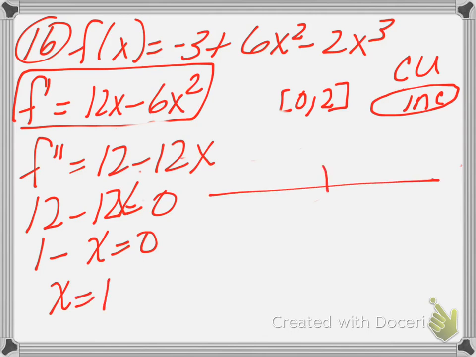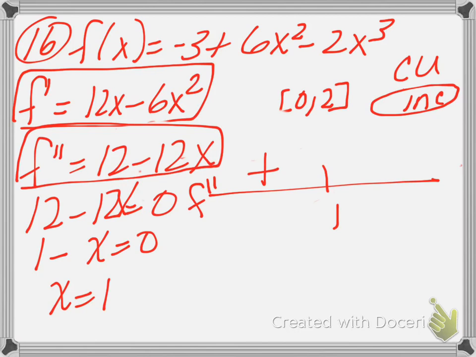So we make a wiggle graph, and we're going to substitute into the second derivative. So you're going to take a value to the left of 1, such as 0 or negative 1, and you're going to put it into the second derivative, and you will get positive. And then to the right of 1, you'll get negative. So we're looking for when is it going to be concave up, and that would be here. So that would be from negative infinity until it gets to 1.